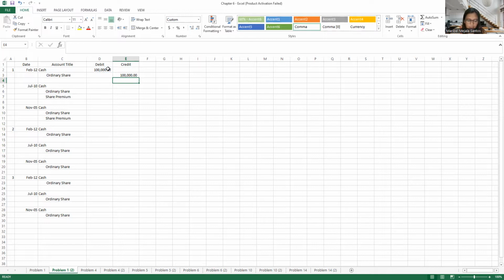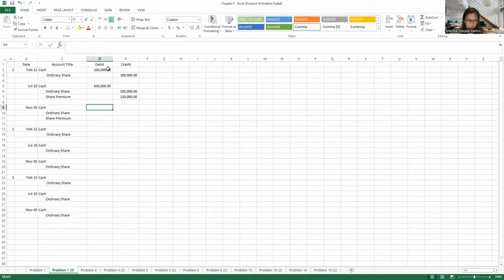Then on July 10, sold 5,000 shares at 630,000. So we received cash for 630,000. Pero may par value siya, tama? So ibig sabihin, 5,000 times 100. So that's 500,000. So in excess of par, ang tawag natin ay share premium. Kunin mo na lang siya, yung difference, 130,000.